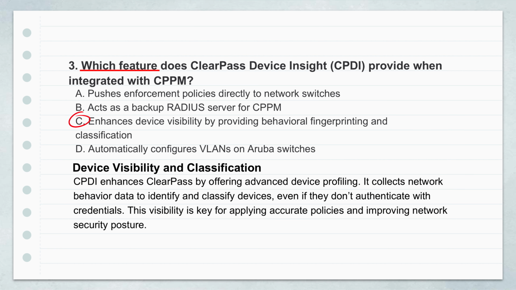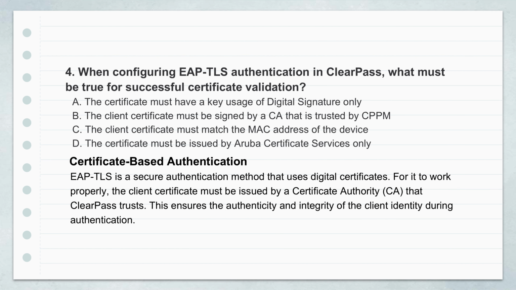Better visibility leads to smarter, more secure policies. All right, next up. EAP-TLS authentication in ClearPass. Strong security, but it relies on certificates. Mutual certificate authentication. What's the absolute must-have condition for ClearPass to successfully validate a client certificate? Okay, according to the material, the key is B. The client certificate must be signed by a certificate authority, a CA, that is trusted by CPPM.